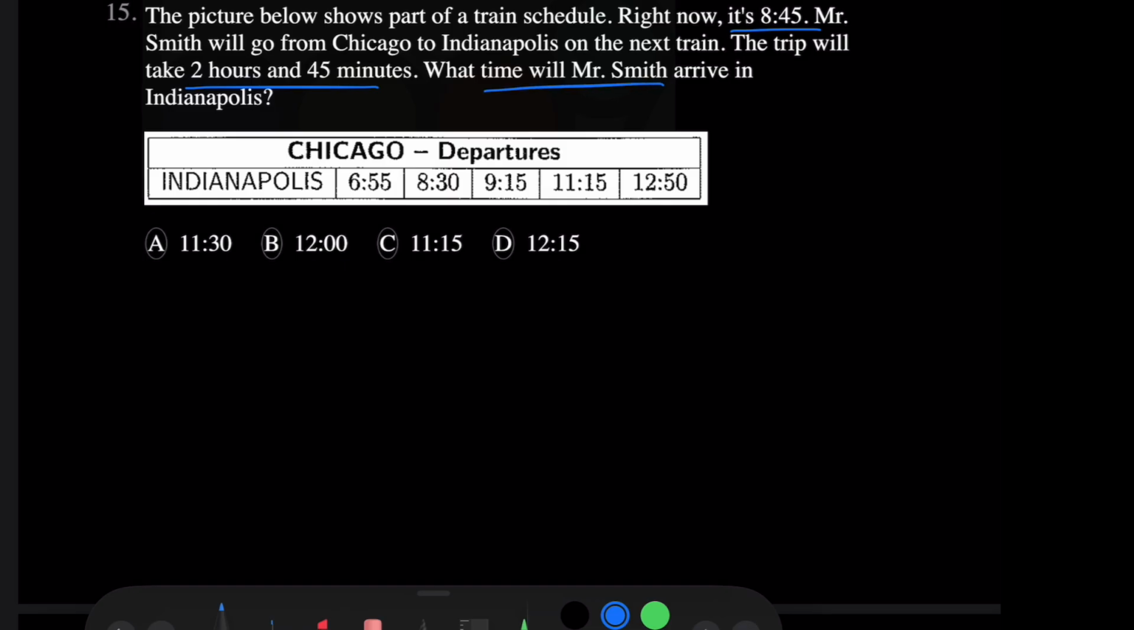Alright, so right now it is 8:45. That means I have already missed this train. I have also already missed this train. So I have to catch this train, 9:15. The trip will take 2 hours 45 minutes. So plus 2 hours 45 minutes. So 45 plus 15 is 60. 60 minutes is 1 hour. So carry 1 here. 9 plus 1 is 10, plus 2 is 12. So we will reach at 12 o'clock. B is the correct choice.